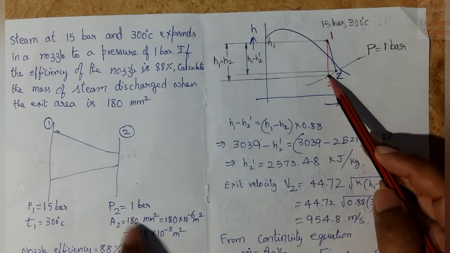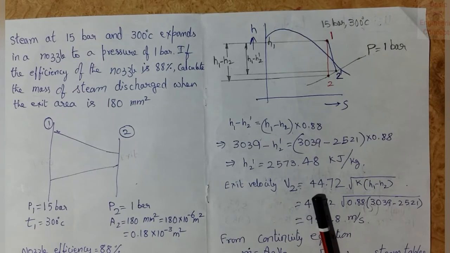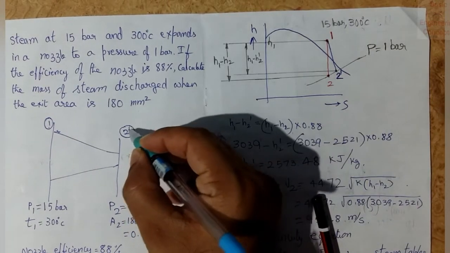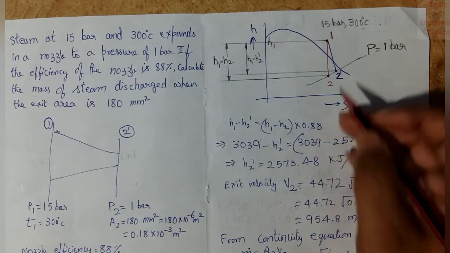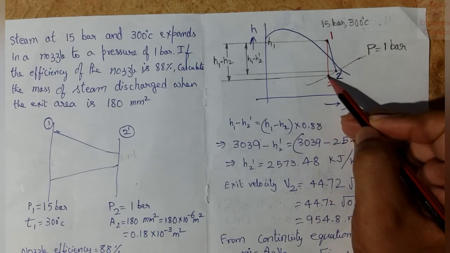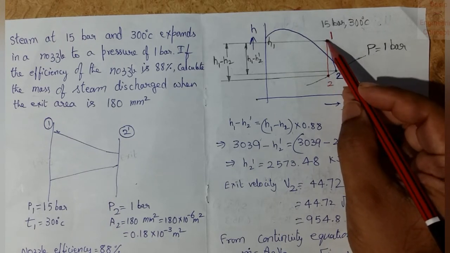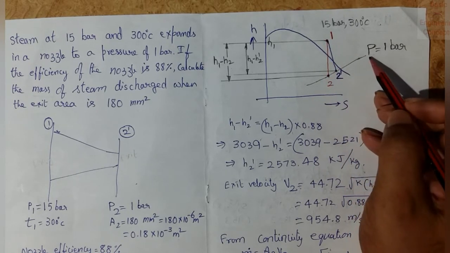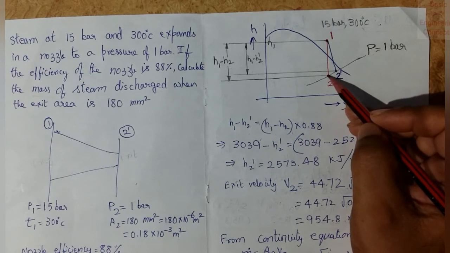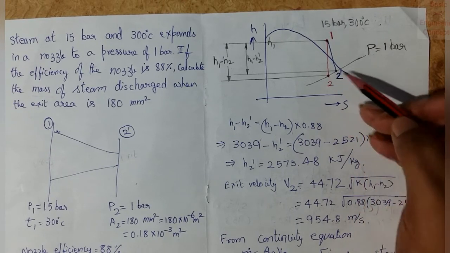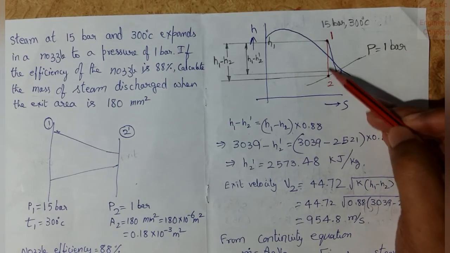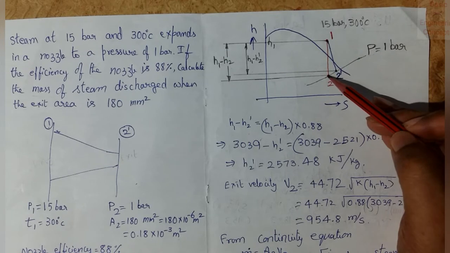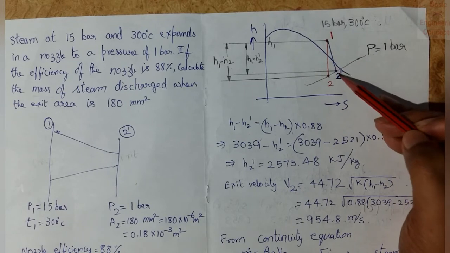So 2 is not the actual point. The actual condition is not 2, the actual condition is 2 dash. If it expands isentropically, we get point 2. How do we obtain point 2? From the first point at 15 bar, you draw a vertical line downward. It meets the pressure equal to 1 bar line at a point, and this point is 2. But this is not the actual line, it is not the curve that is given in the question. This is the isentropic process. The actual process is 1 to 2 dash.